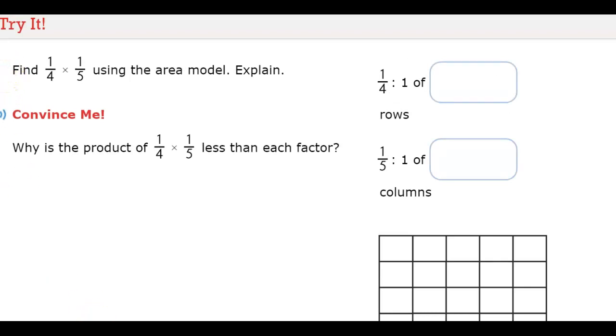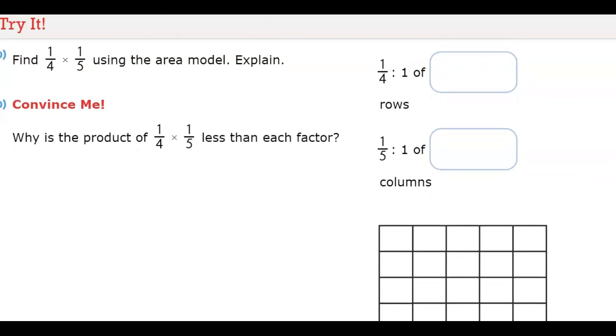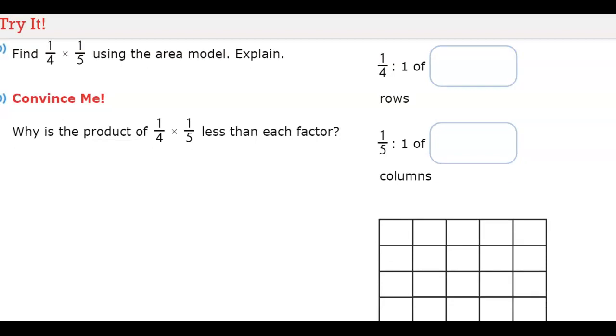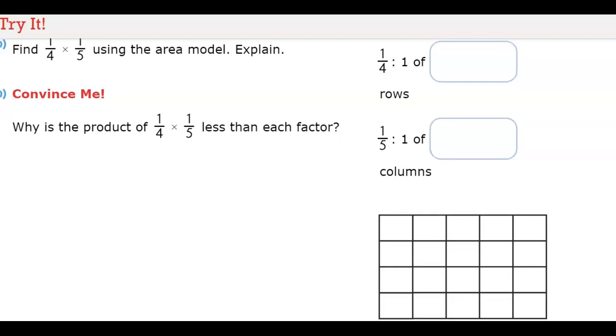Find 1/4 times 1/5 using the area model. Explain. We have our area model, and we're going to look at how to find the product using it. So we have 1/4. So 1/4, 1 of how many? That is 4. And 1/5 is 1 of 5.